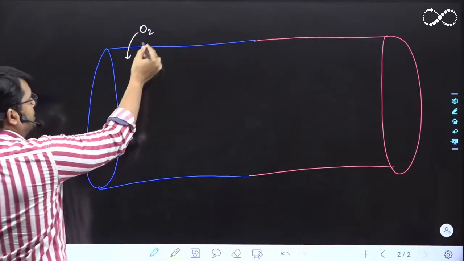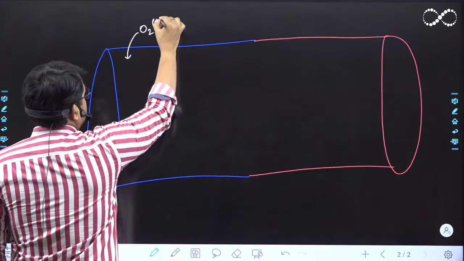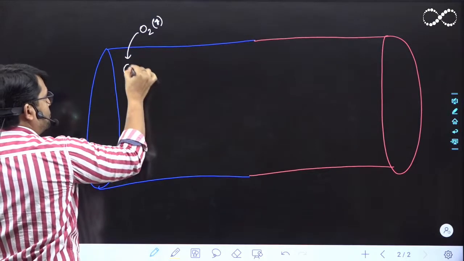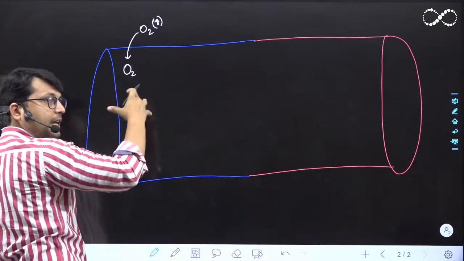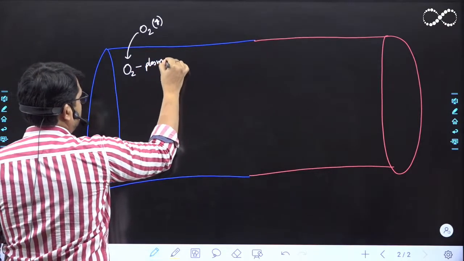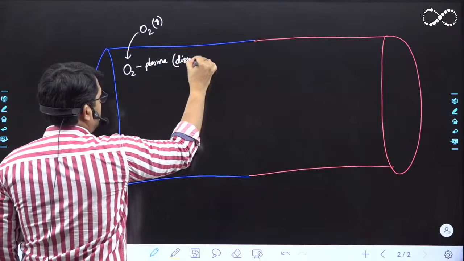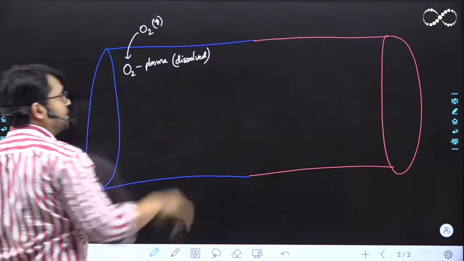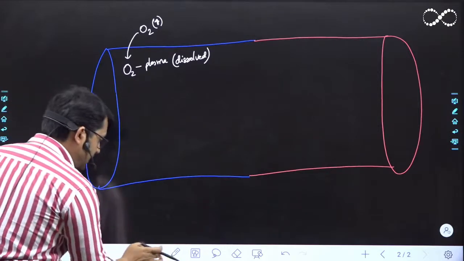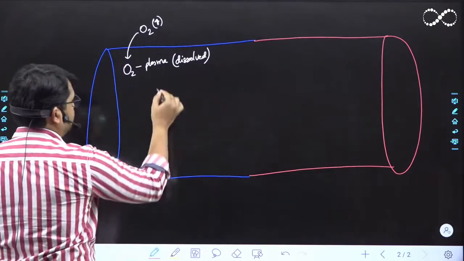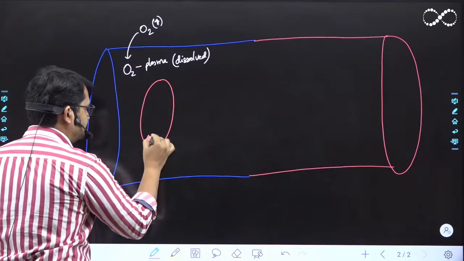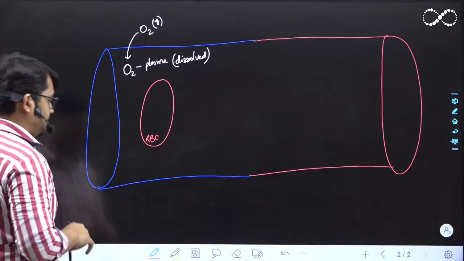O2 comes in, right? So this O2 was in the gaseous state. Okay, this was in the air. Now this O2, when it comes into the blood, it comes firstly in plasma, okay, and it gets in the dissolved form. कहाँ आया? Dissolved form में. अब क्या होगा? This O2 will then enter into the RBC. ये क्या है आपका? This is RBC. Consider it as RBC. Okay?